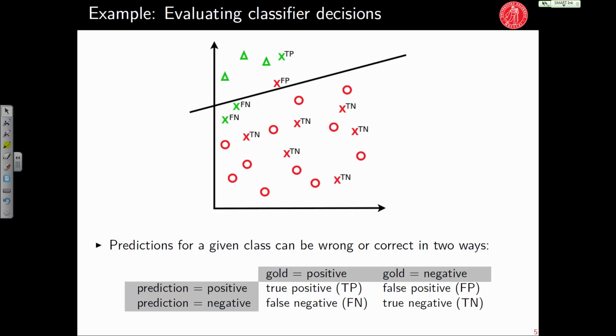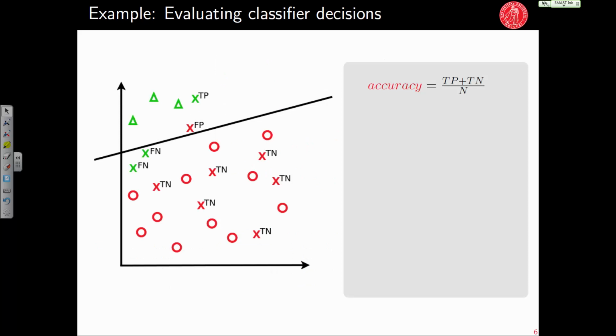So now we have these 4 ways in which the classifier can be right or wrong. Two ways in which it can make the correct prediction, and 2 ways it can make the wrong prediction. Is this clear? So we're going to build on this to make our measures. The first measure with which we can evaluate the classifier is called accuracy. And accuracy is simply the number of correct predictions a classifier makes divided by the total number of predictions.